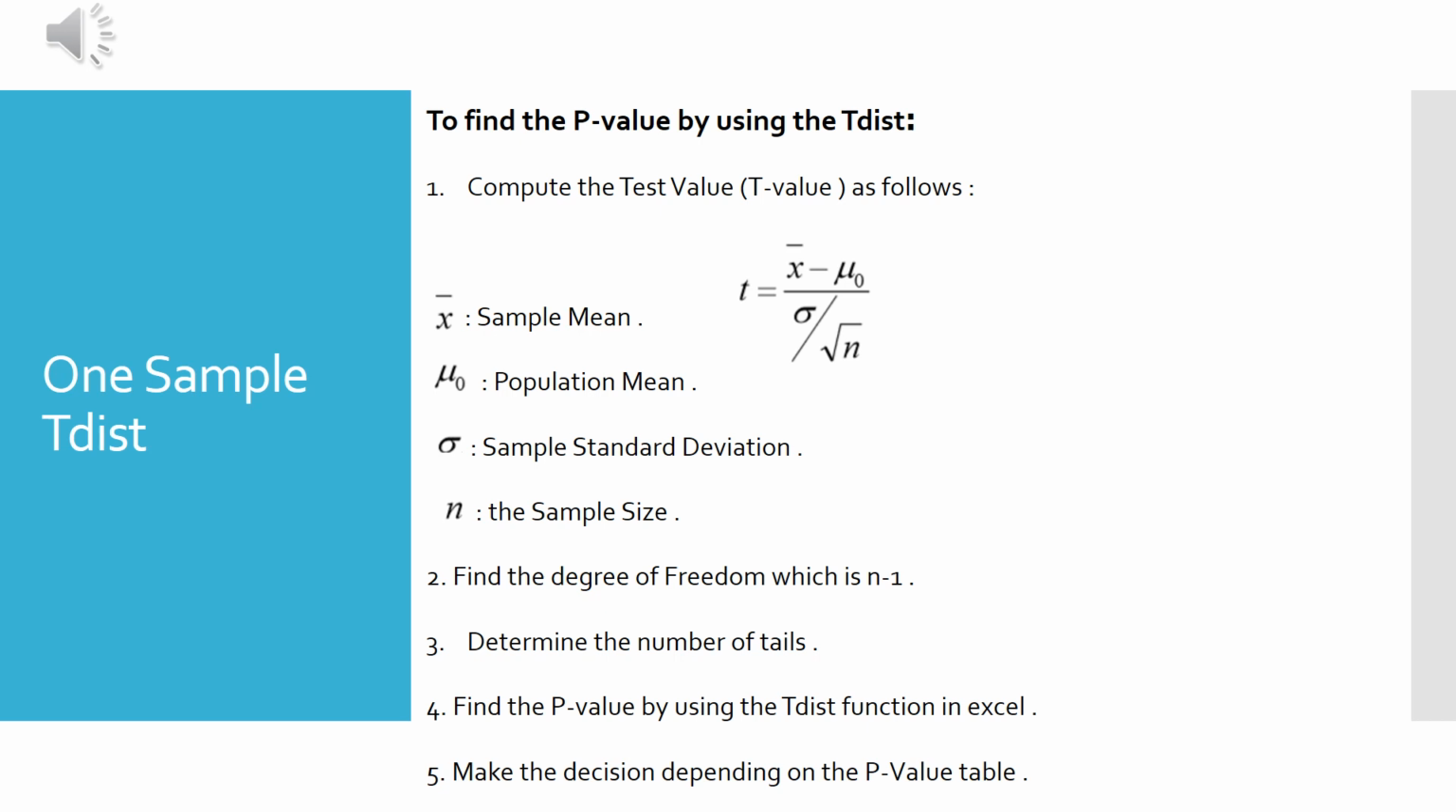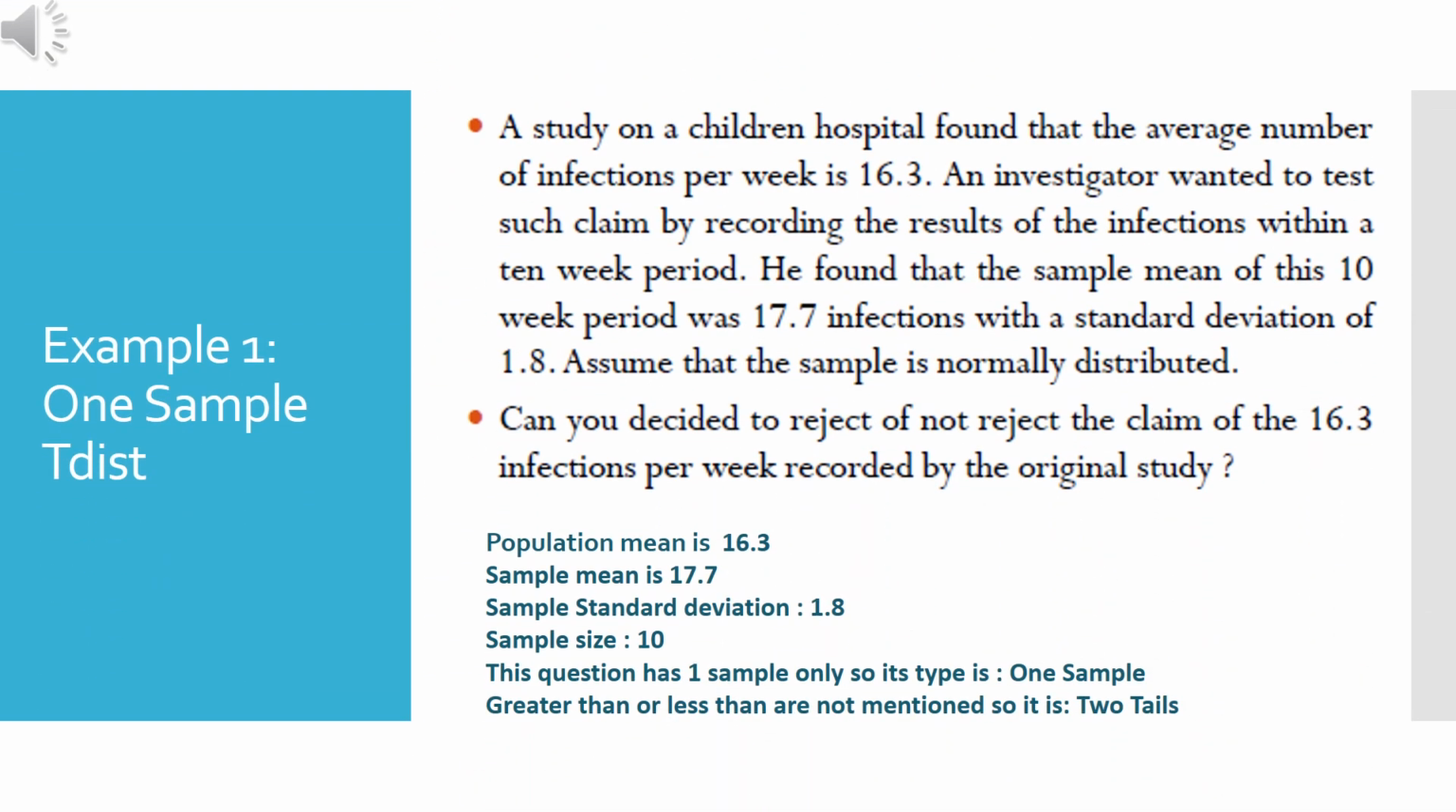Then we determine the number of tails, find the p-value by applying the tdist function, and finally make a decision depending on the p-value table. Now let's see this example in order to understand how to solve one sample tdist.